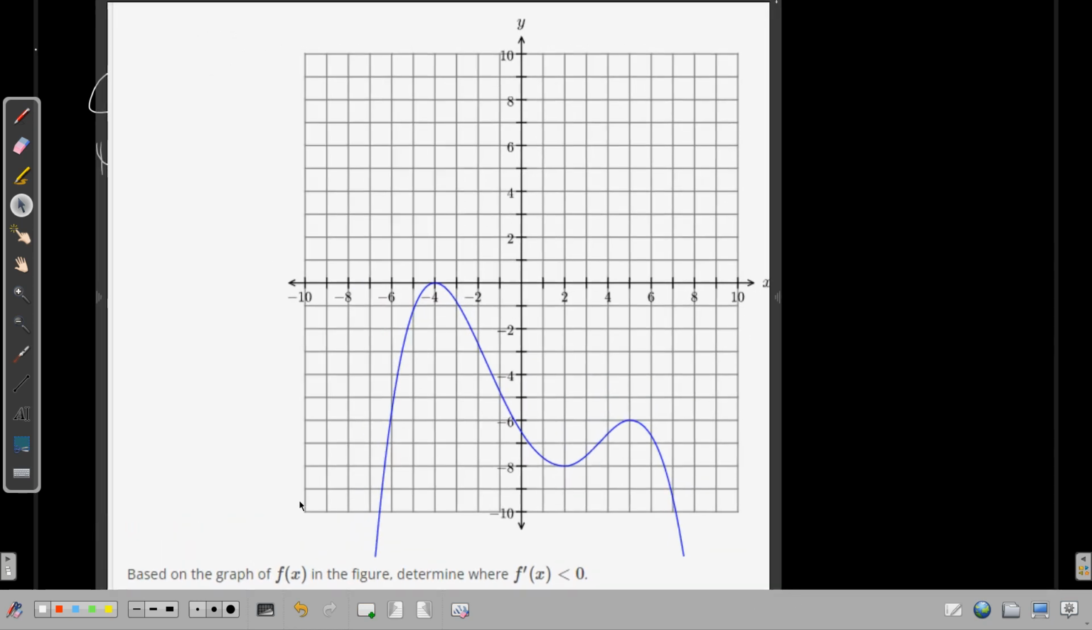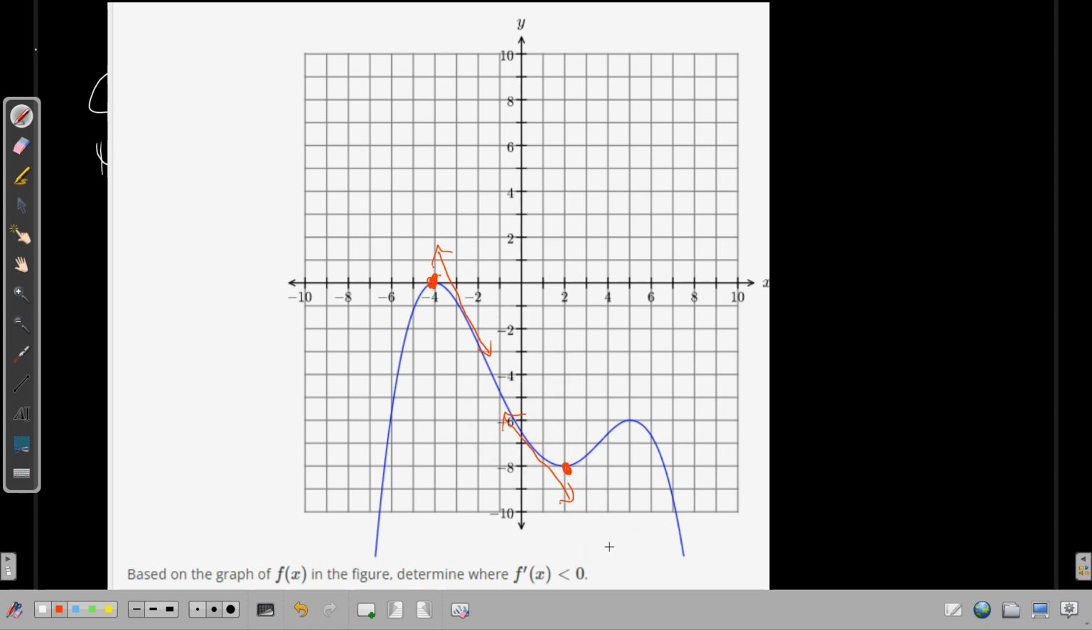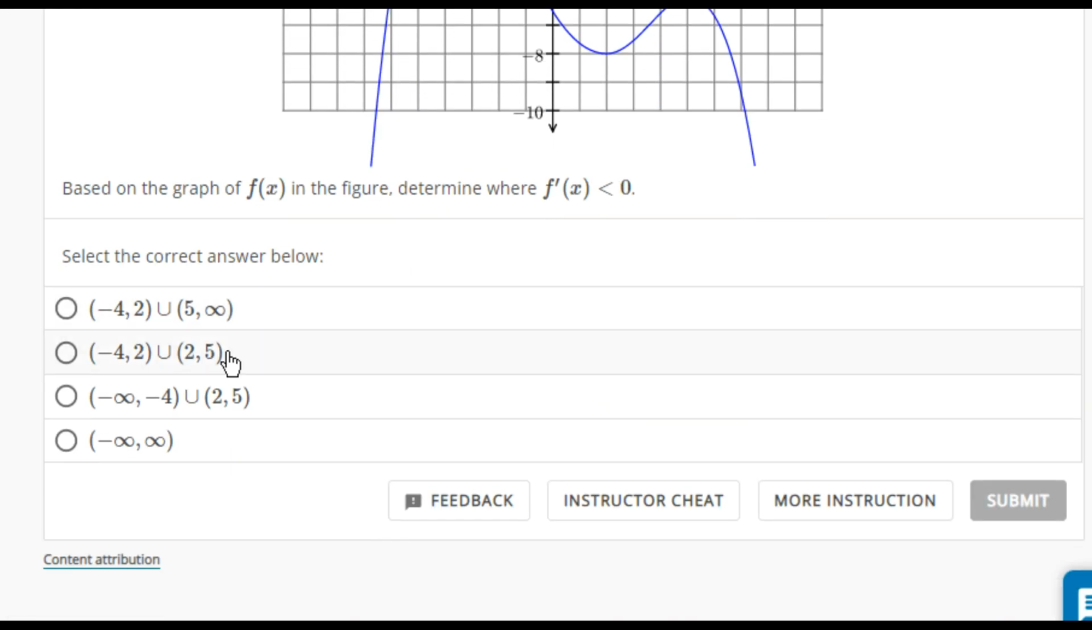And the place where the derivative will be less than 0 is wherever the slope of the tangent line is negative. So starting right here, all the way to here, you have the function decreasing. The slope of the tangent line is negative, and then from here on out to infinity, the slope of the tangent line is negative. So it's going to be from -4 all the way to 2, and then union that with 5 to infinity. So it's from -4 to 2, union 5 to infinity.